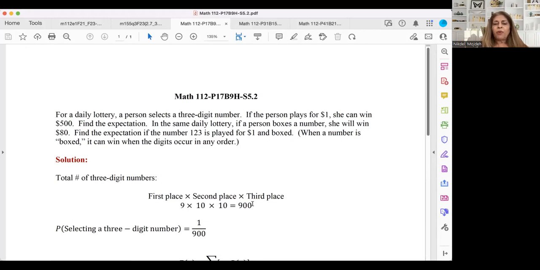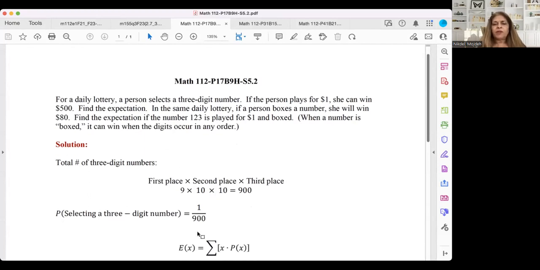Now, what is the probability that we select one three-digit number? So 1 over 900. The probability of selecting a three-digit number is 1 over 900.